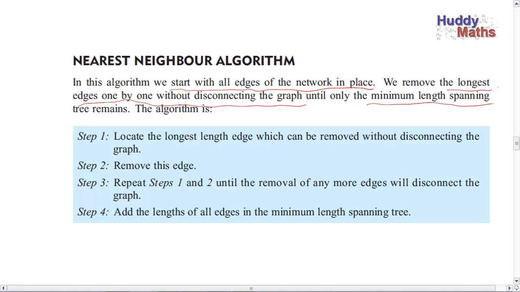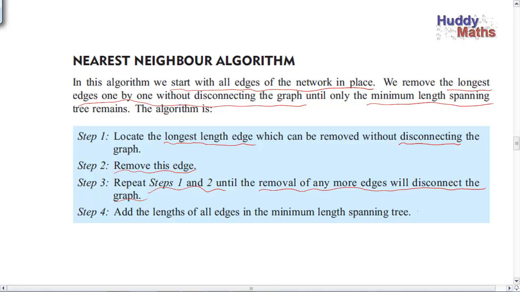The other one has got a lot of connections and you're removing the longest ones without isolating a node. Okay, so here are the steps. Locate the longest edge which can be removed without disconnecting the graph. That is, all the nodes have to be connected. It's got to be a spanning tree, got to span it. Okay, remove that edge. And you keep going until the removal of any more edges will disconnect the graph.